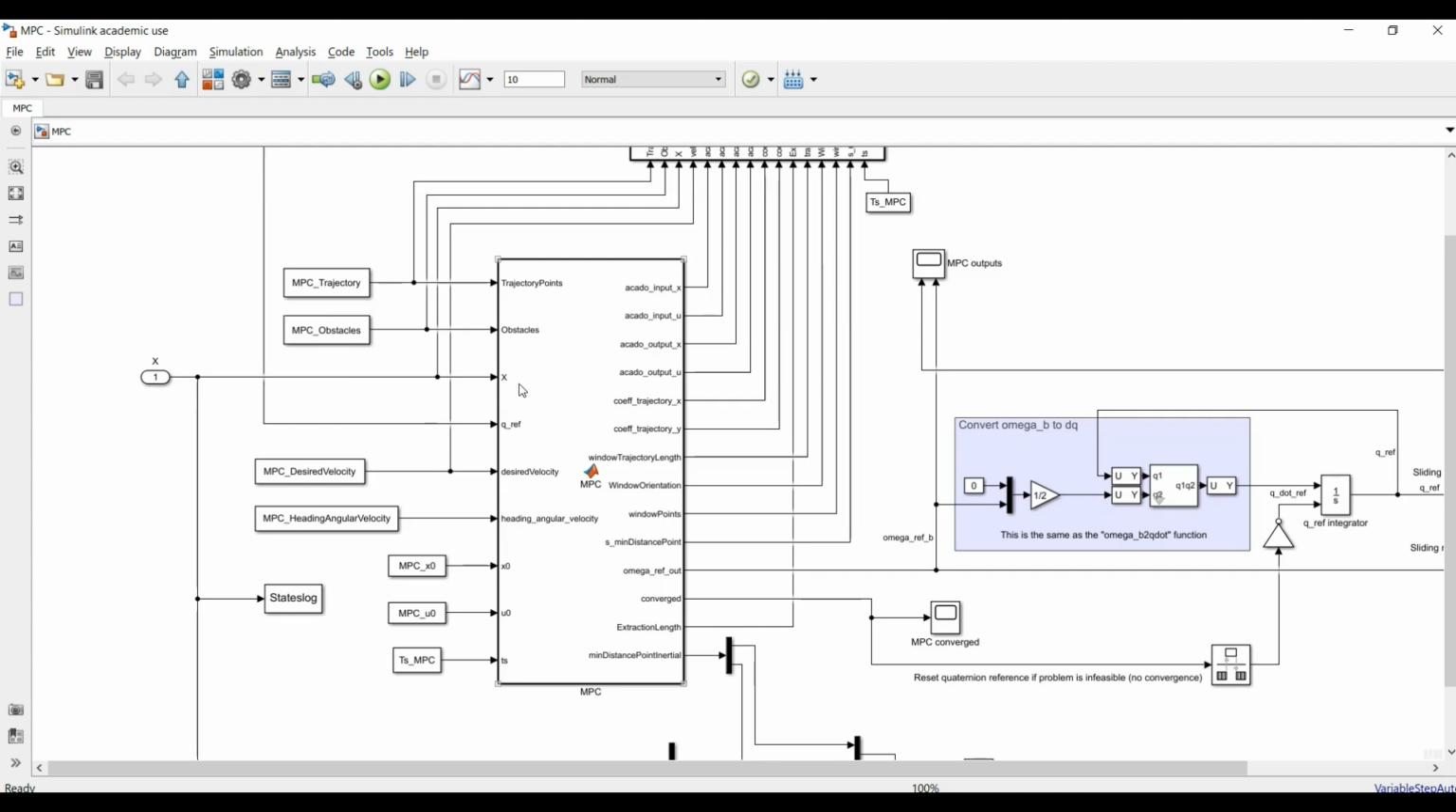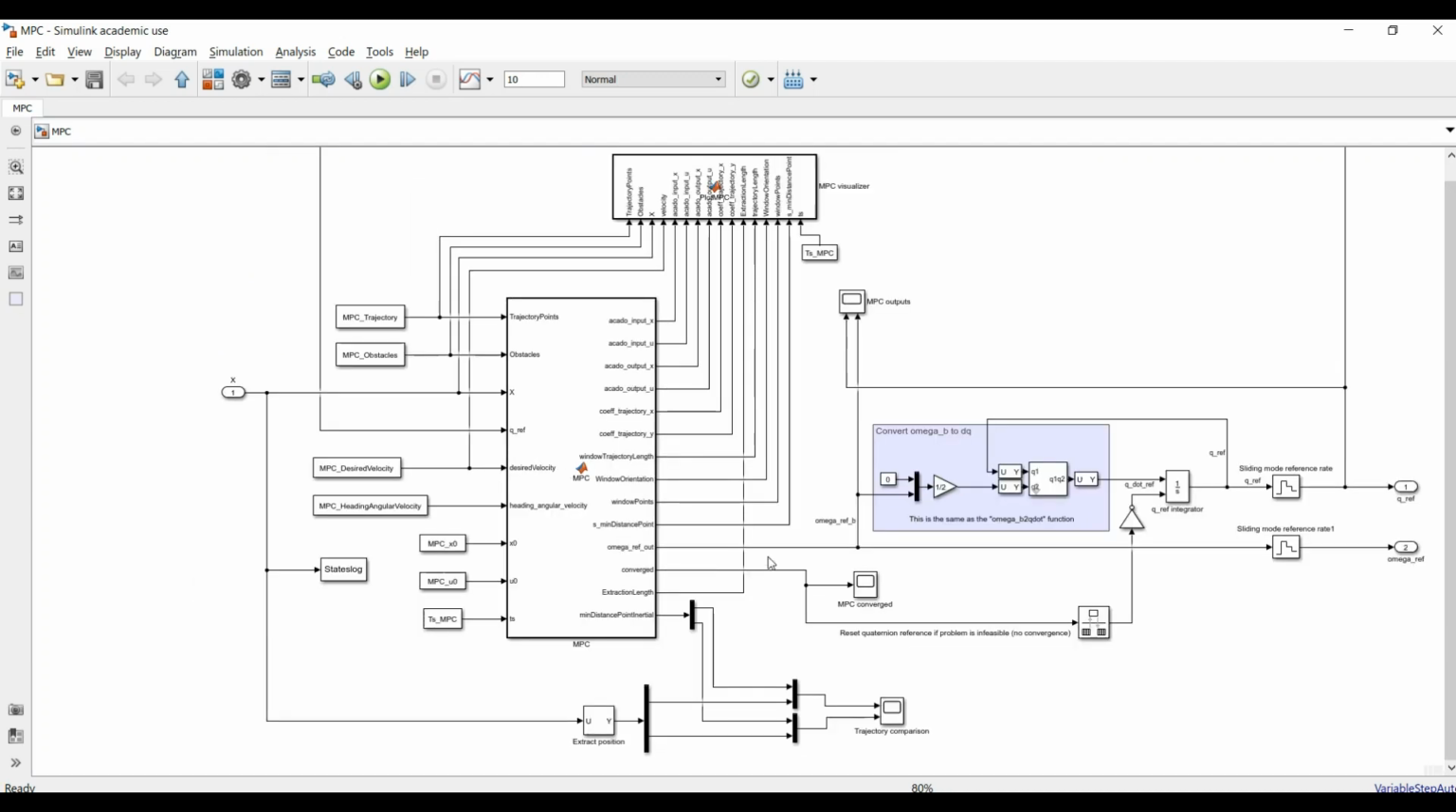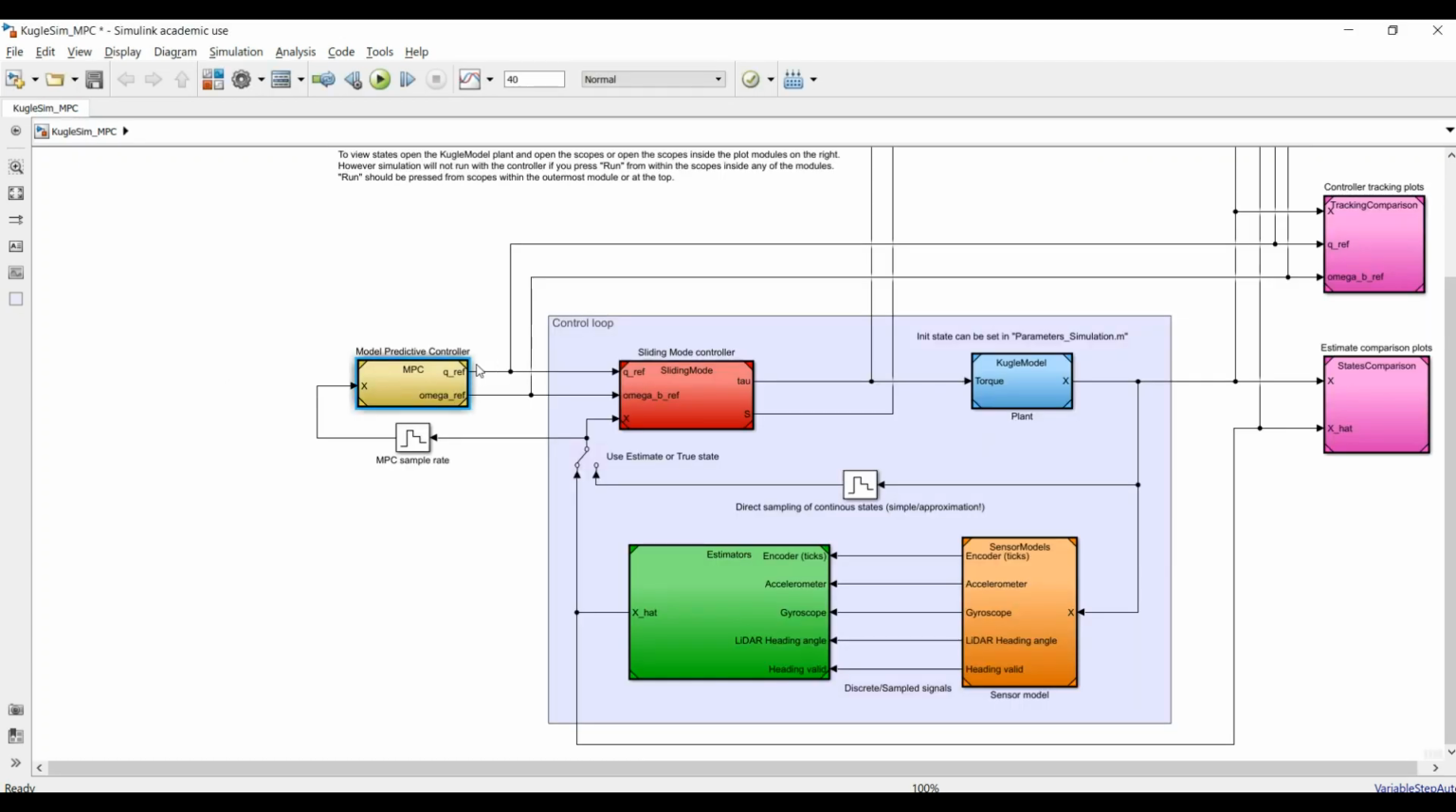This block then takes in the state estimate and computes the angular velocity reference, which is then integrated in the body frame to generate a quaternion reference together with the angular velocity reference. So now if we start this, we would see a plot appearing, a plot that shows us the reference trajectory, together with the state of the robot itself.